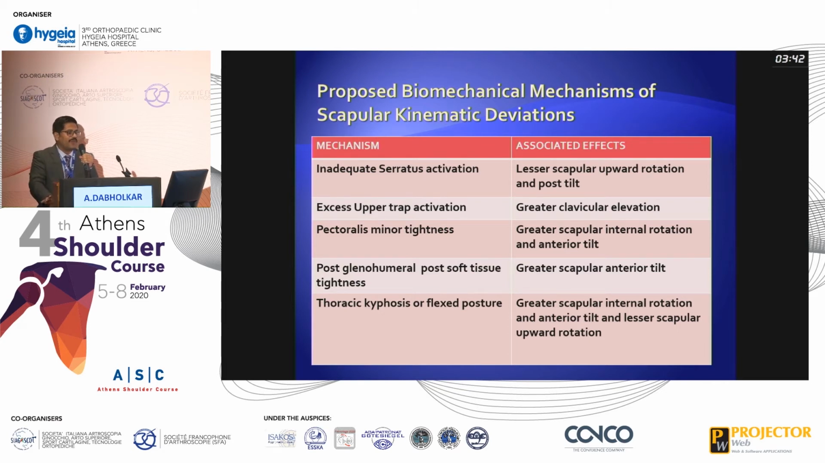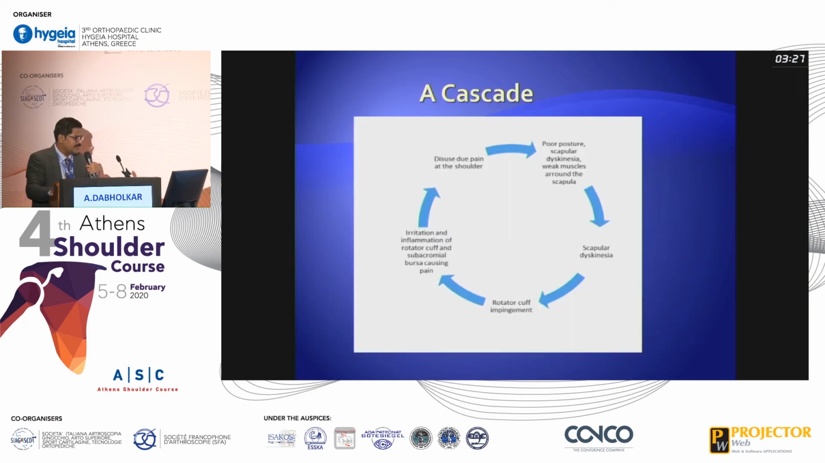So when we spoke about healthy scapular dynamics, that is upward rotation, posterior tilting, and external rotation, which is very, very important in healthy shoulders, this can be altered in unhealthy shoulders. It's a cascade. If scapular dyskinesis is there, the muscles around the scapula can be weak. That will also lead to rotator cuff impingement. It will irritate and inflame the rotator cuff and the subacromial space, and it leads to disuse due to the pain at the shoulder, and it's a cascade.